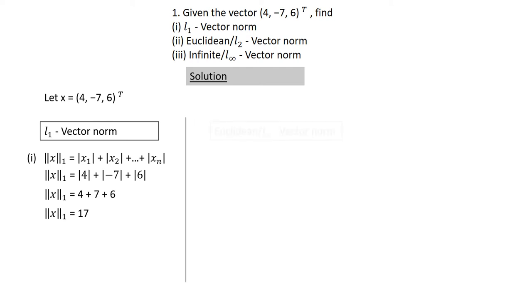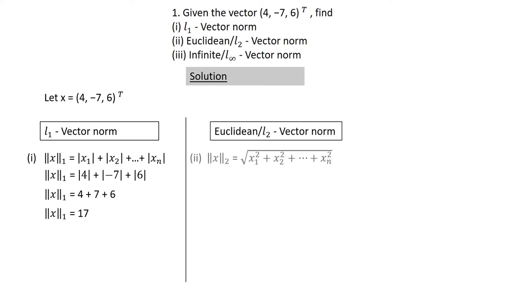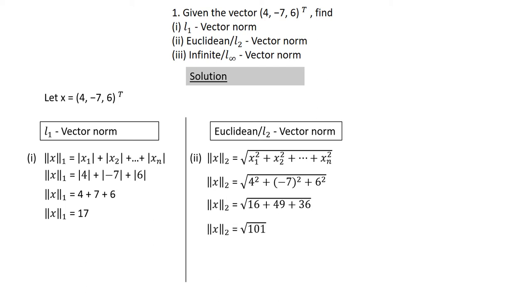Next, let's find the L2 vector norm. The formula is this right here, as you already know. Putting in our values will give us the square root of 4 square plus negative 7 square plus 6 square. And this will further give us the square root of 16 plus 49 plus 36. 16 plus 49 plus 36 is 101. So now we have the square root of 101, which is 10.04987562, and to 2 decimal places we have 10.05.